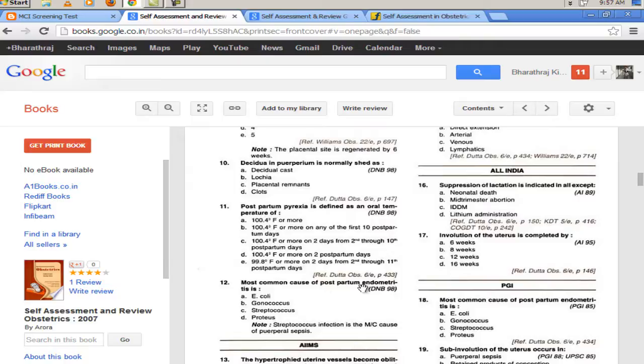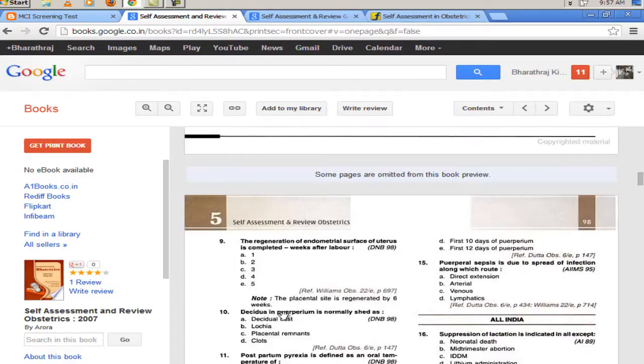Most common cause of postpartum endometritis is, previously it was streptococcus. If you have an option called polymicrobial infection, that is the best answer. If you don't have it, then you have to choose streptococcus. That is the next best answer. Have a look at question number 15. Puerperal sepsis is due to spread of infection along which route? It's by direct extension. That is the most common route by which it spreads. Direct extension.